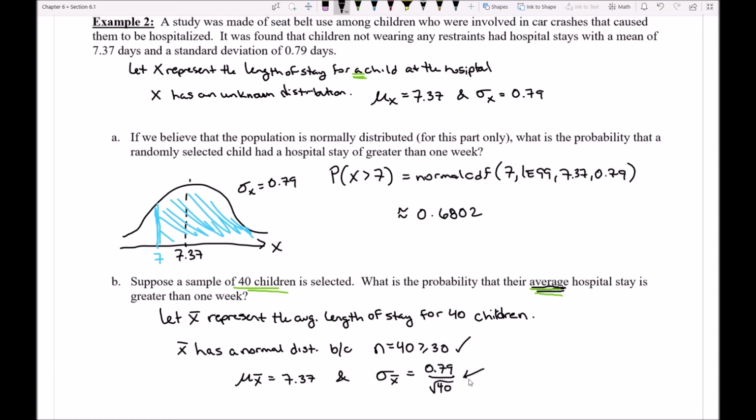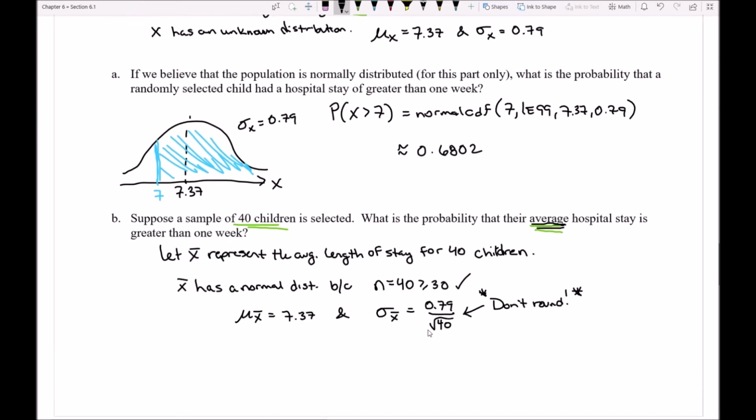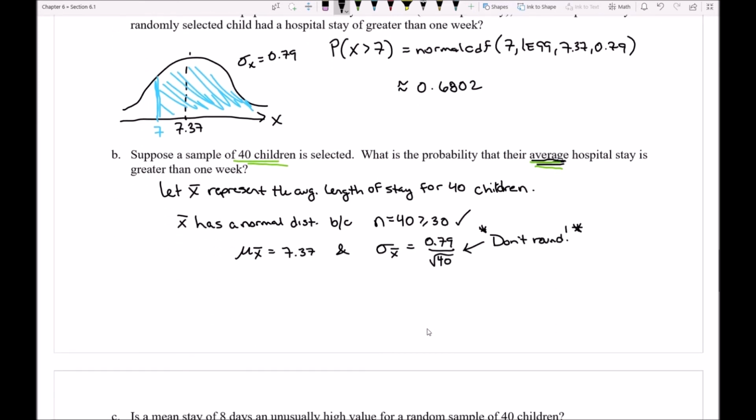Now I'm going to make the important note here that we do not want to round off this value. Okay, I'm going to make that really important right here. Don't round this value off. I'm just going to go ahead and feed this exact value to the calculator when I make my computations. So let's see what we get.